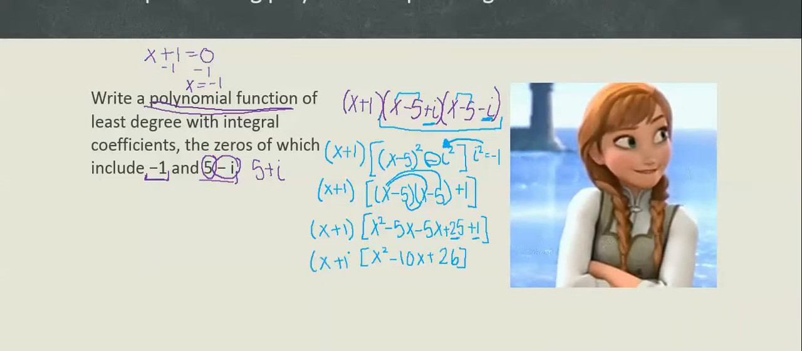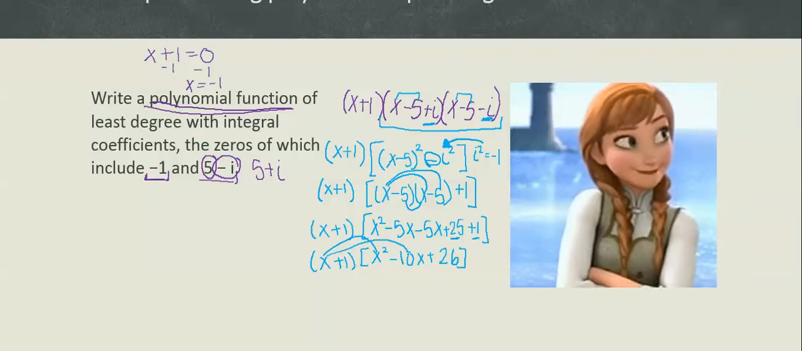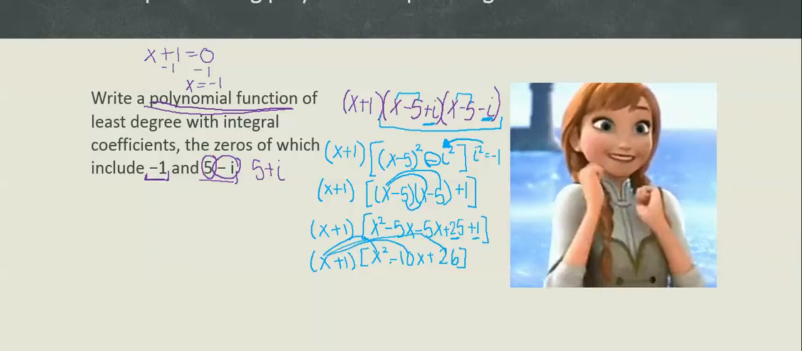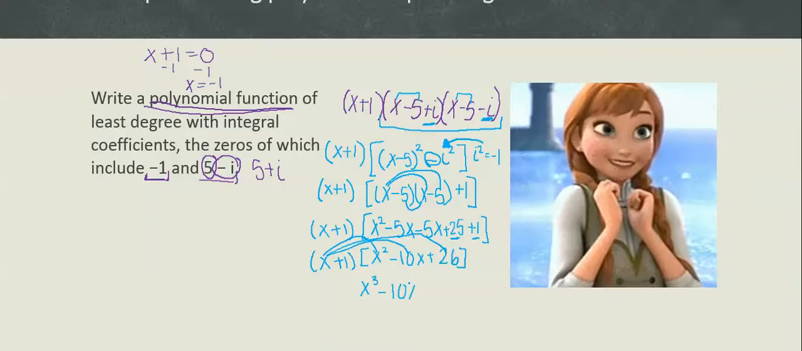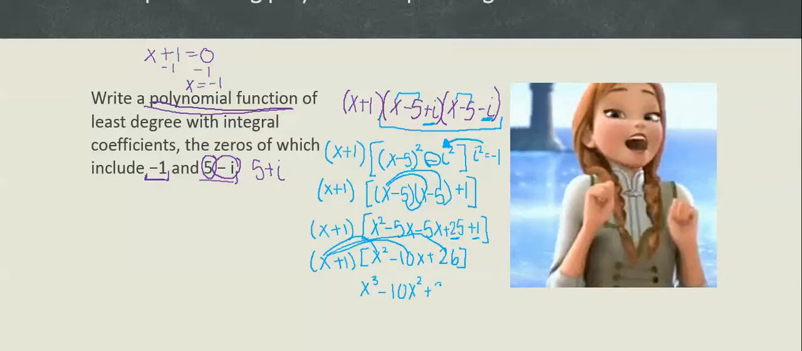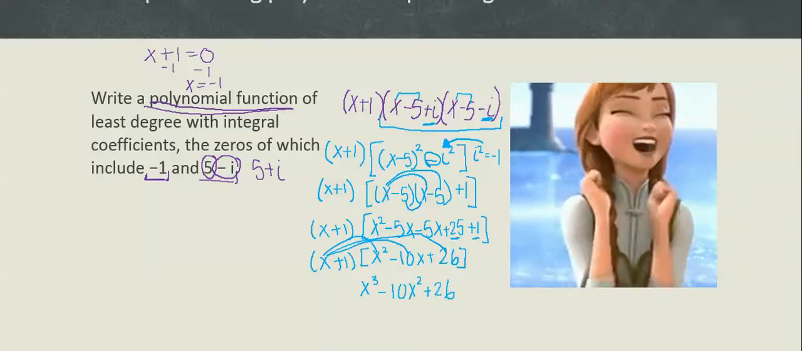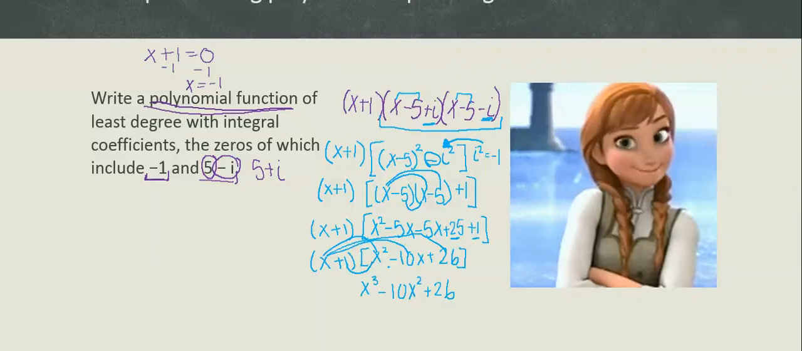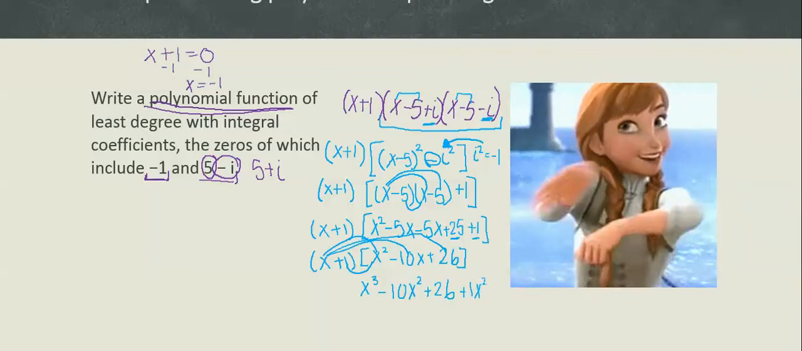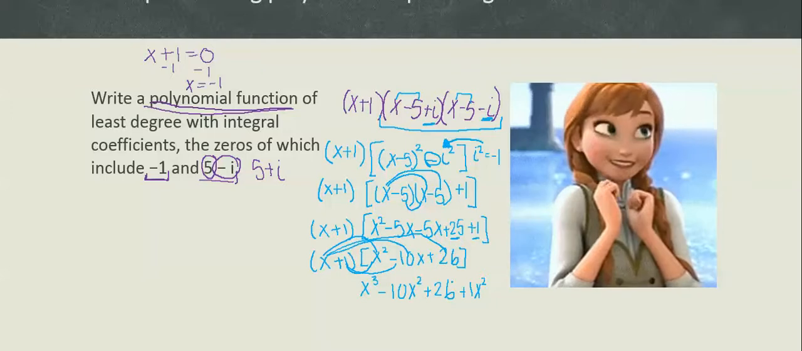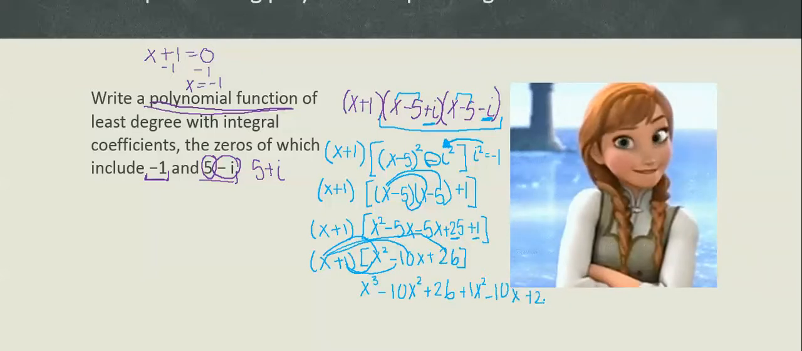So now is when the x plus 1 is going to come into play. I'm going to distribute the x to everybody. Distribute the x. So it would be x to the third minus 10x to the second plus 26x. Then I distribute the 1. So it's going to be 1x to the second, then I have negative 10x plus 26.